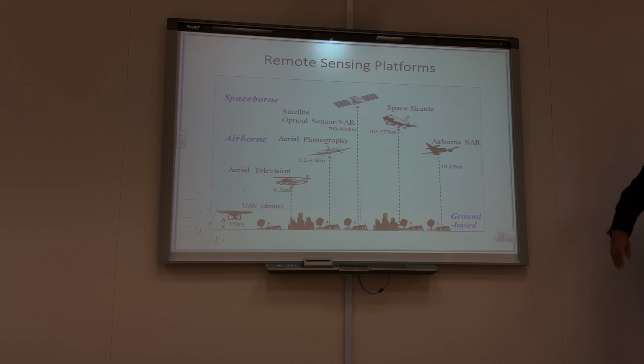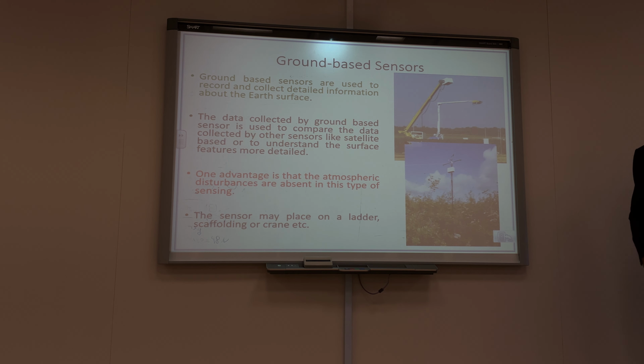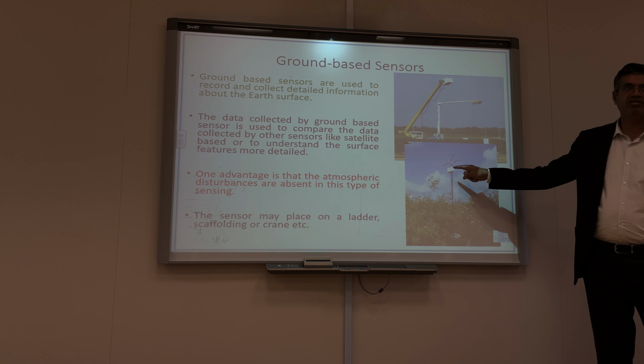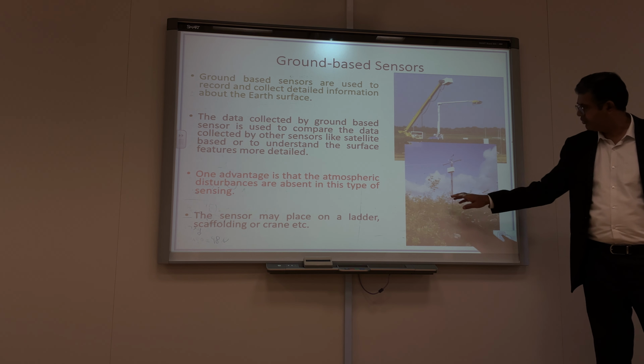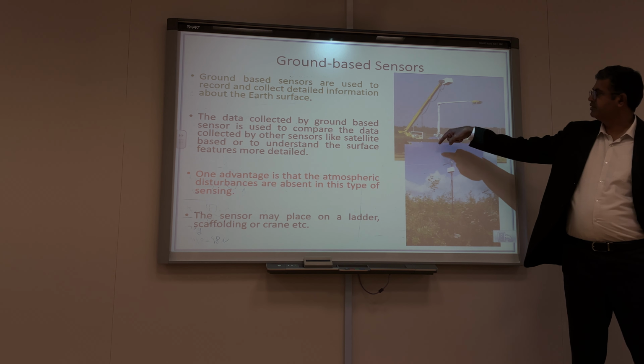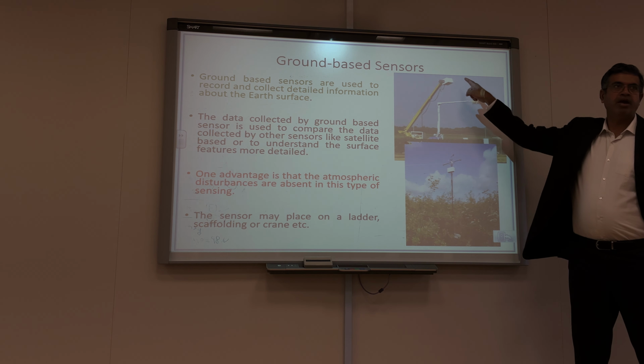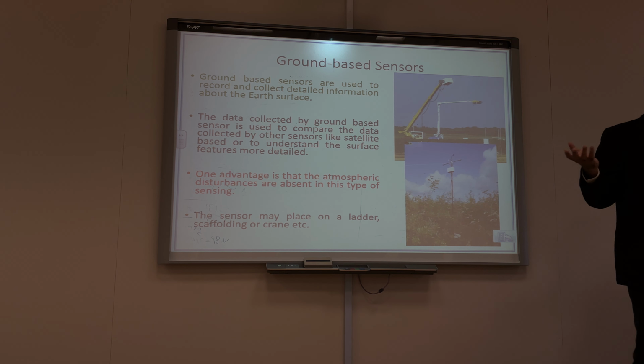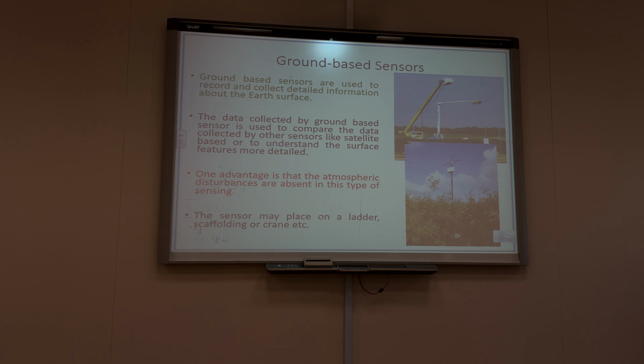So you have the different kinds of sensors and platforms shown here. Ground-based sensors are used to record and collect detailed information about the Earth's surface. For example, this pole has a sensor attached, getting information from the ground. You have trucks with a camera or sensor attached. Since it is close to the ground, the area covered is small, but it is in detail, so you can get very high resolution images.